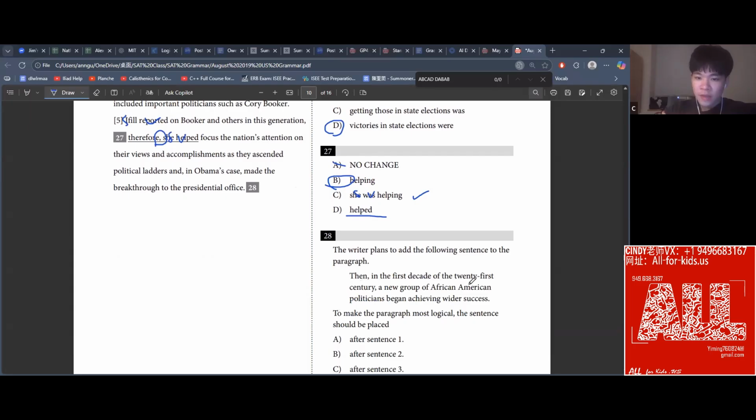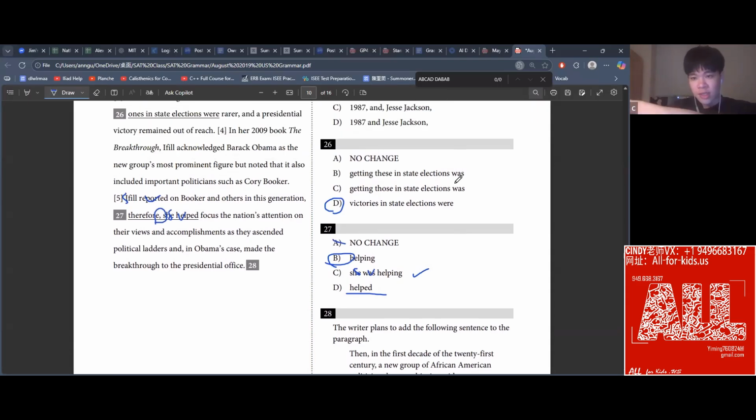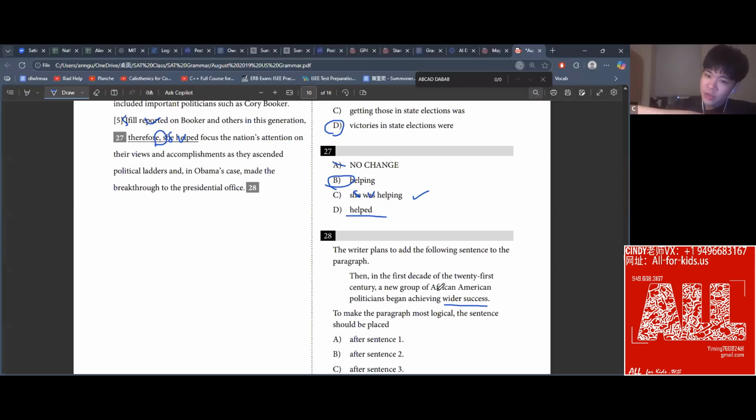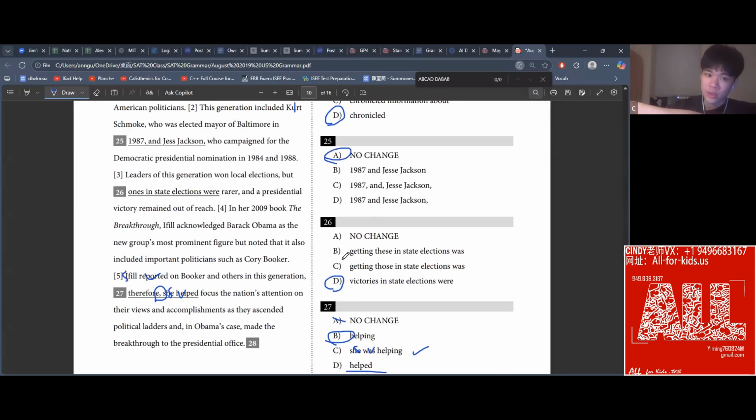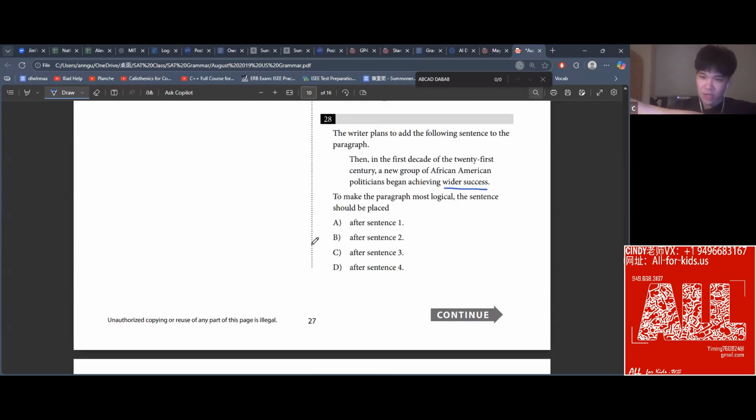28. "Then in the first decade, a group of African-American politicians began achieving wider success." When I read this, I immediately think about the sentence I just read two questions ago. Victories in the local election were rare, and those in the state election were even rarer, right? But then in the first decade, they started winning a lot. So no matter what, I think it'll fit here. That's after sentence 3, and that's the answer.